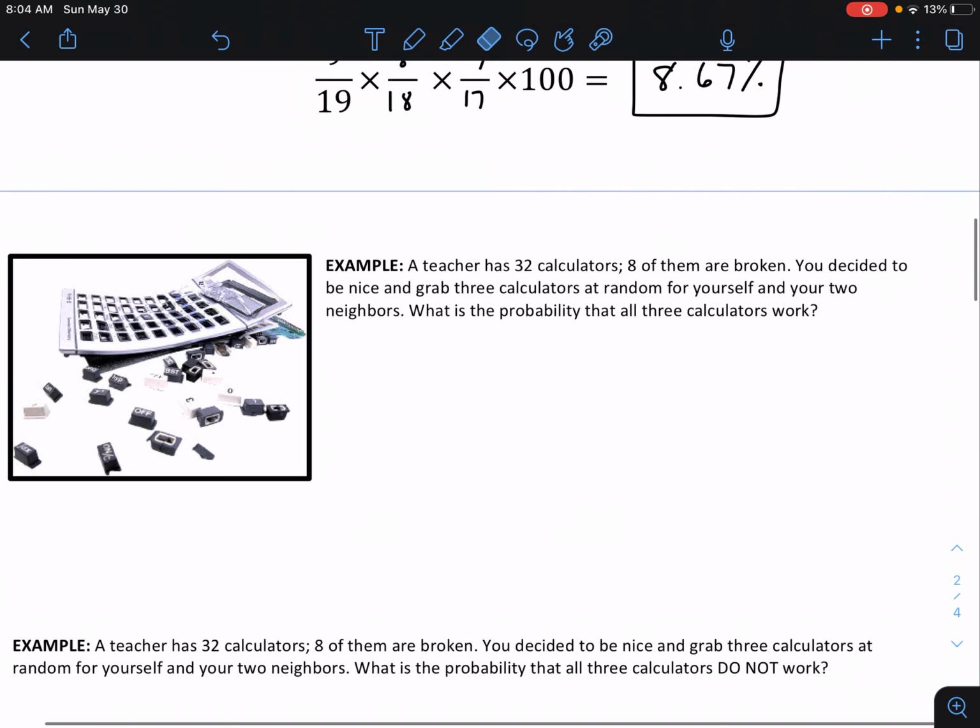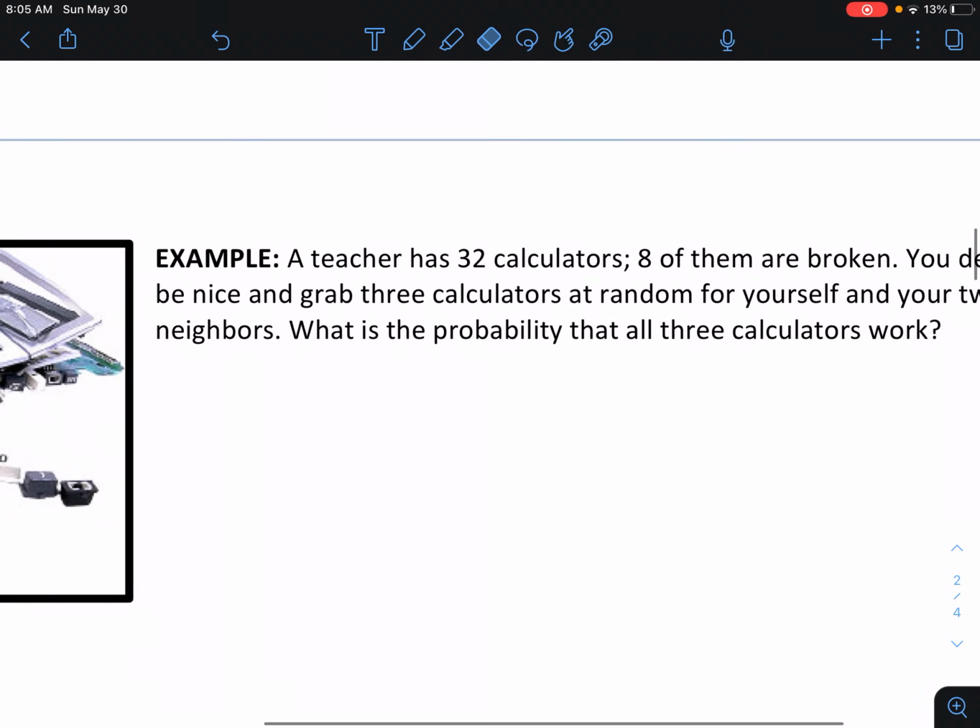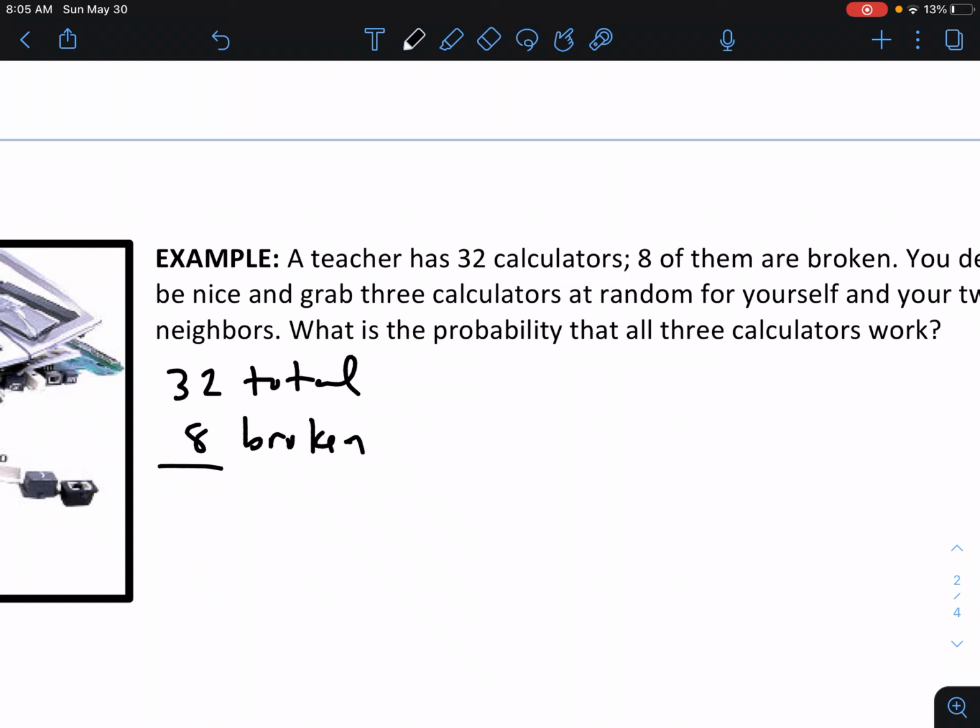Okay, so here we go. Another example. A teacher has 32 calculators. 8 of them are broken. You decide to be nice and grab 3 calculators at random for yourself and your 2 neighbors. What is the probability that all 3 calculators work? That means they're not broken, right? Well, first thing we have to figure out is 32 total, 8 broken. That means if we subtract that 8, we end up with 24 that work.